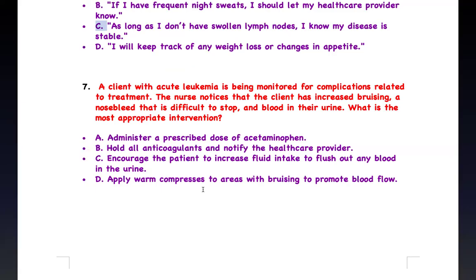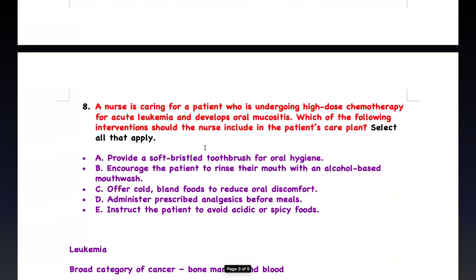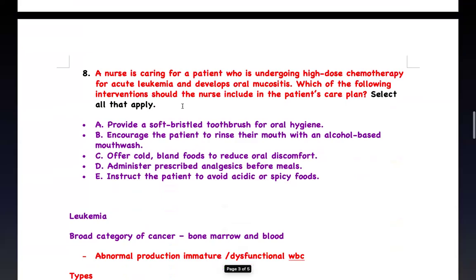Encourage the patient to increase fluid intake to flush out any blood in the urine. That's not bad. Apply warm compress to areas with bruising to promote blood flow. It's going to bleed. Therefore, which one is the best answer? The best answer is hold anticoagulation, and that is B. The patient is already having bleeding. Do you want them to bleed more? This is our adapting class content review related to leukemia.